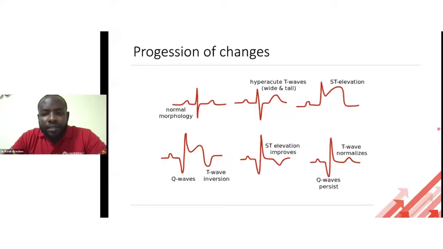So in men less than 40 years, and especially in the precordial leads, V2, V3, V4, ST elevation greater than or equal to 2.5 millimeters is usually significant. That is in men less than 40 years. In men more than 40 years, ST elevation more than 2 millimeters, again in the precordial leads, V2, V3, V4, is significant. In females, ST elevation of 1.5 millimeters and above is significant.